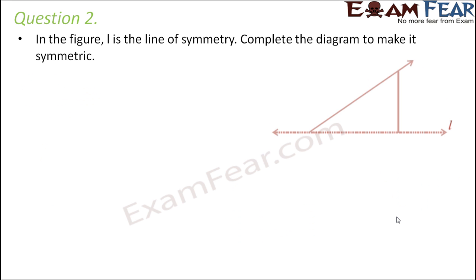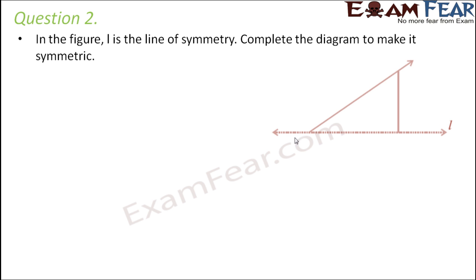Question number 2. In the figure, L is the line of symmetry. Complete the diagram to make it symmetric. Okay, so this is the line of symmetry. What kind of line of symmetry is this? This is a horizontal line. So this is a horizontal line of symmetry. So what does this mean?